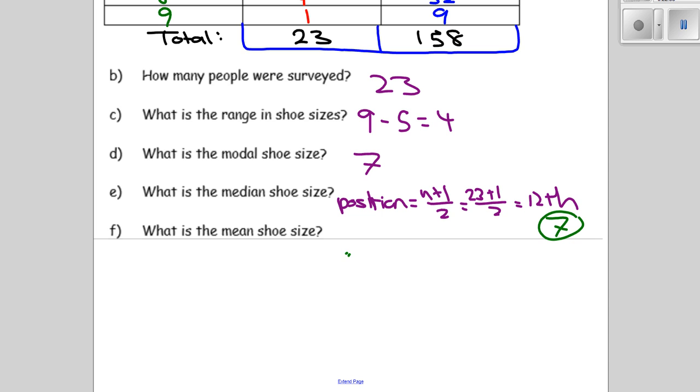What's the mean shoe size? How do we work it out? Sarah, what do we divide to find the mean? Divided by the amount of shoe sizes. Yeah, but what 2 numbers do I put in my numerator and denominator, please? Total fx over total frequency, because you always divide by how many you've got. 158 over 23. 6.87, yeah, which makes sense.